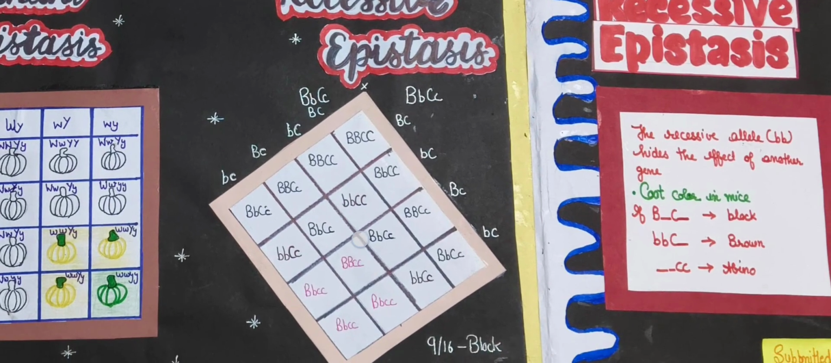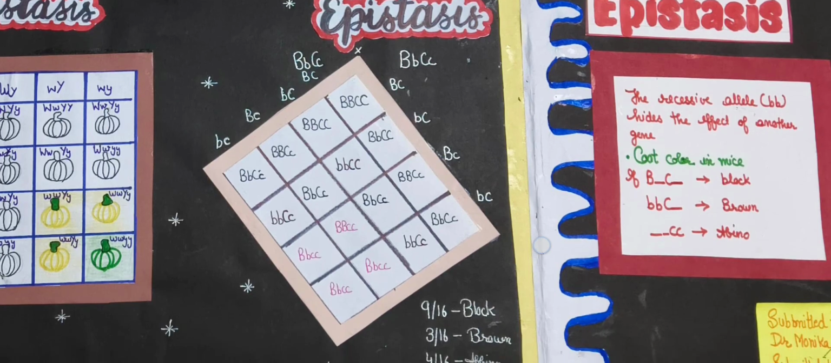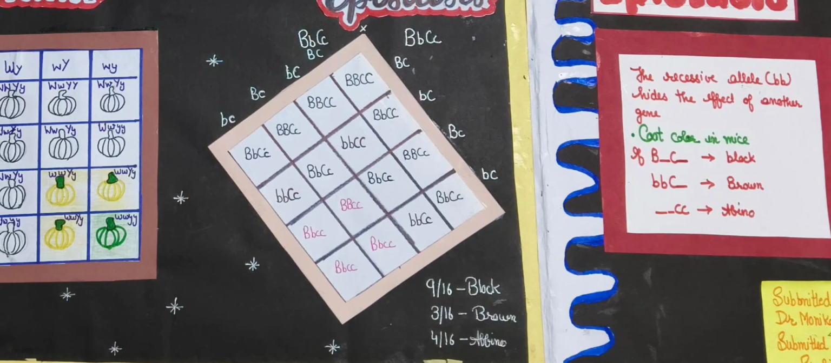In the case of recessive epistasis, you can see the example of coat color in mice. When capital B, it's black. When small b, it's brown. And when small c, it is albino. So the ratio will be 9:3:4. Nine will be black, 3 will be brown, and 4 will be albino.